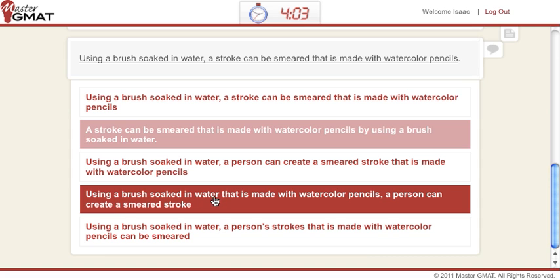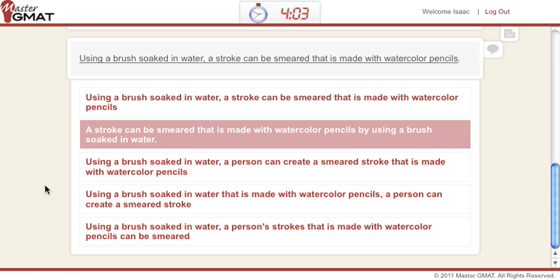So, in D, what do we have? Using a brush soaked in water that is made with watercolor pencils. Hold on a second. Take a look. It would seem that we fixed the dangling modifier using a brush. The person is using a brush. However, take a look at where this new clause is. That is made with watercolor pencils. What is made with watercolor pencils? The thing that comes before it, which is water. Does it make sense to say water is made with watercolor pencils? No, that does not make any sense whatsoever. So we obviously have a problem of logic over here, and a whole change of meaning, and we can't have that. So we get rid of that.